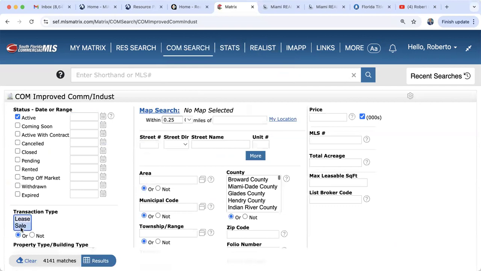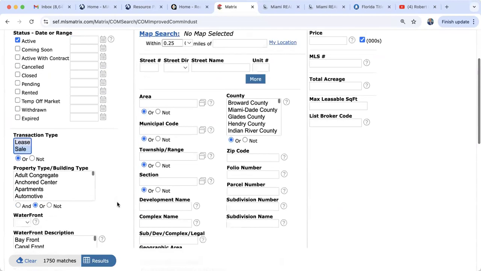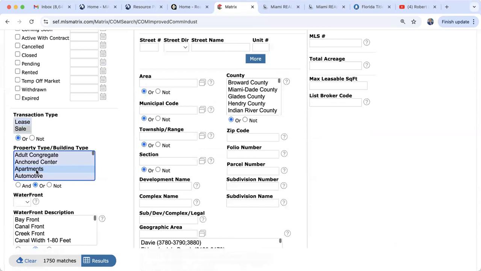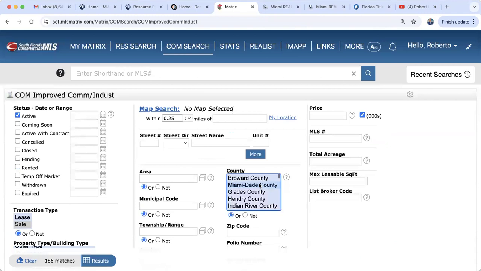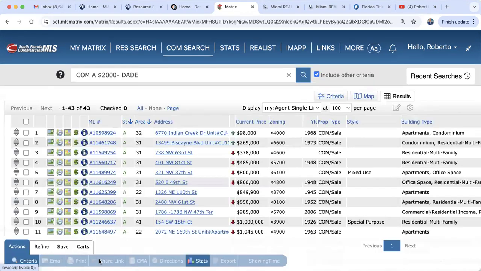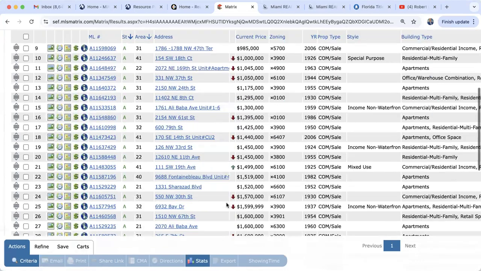And we're gonna look at for sale. And we are gonna look for apartments. We're also going to look for residential multifamily. Let's stick to Miami-Dade County and let's go no more than $2 million. All right, we got 43 results. No more than $2 million, we got 43 results.